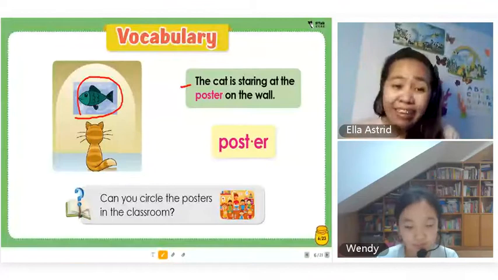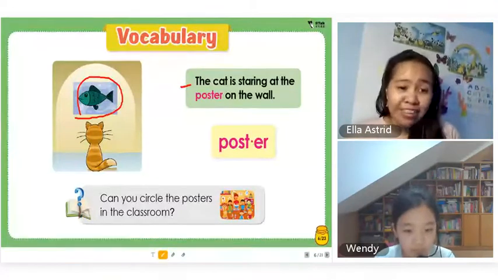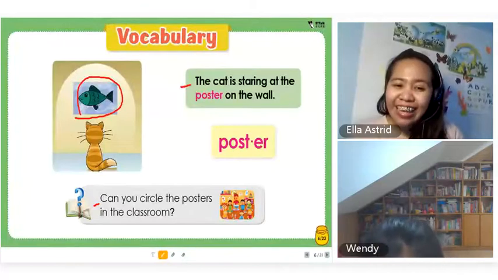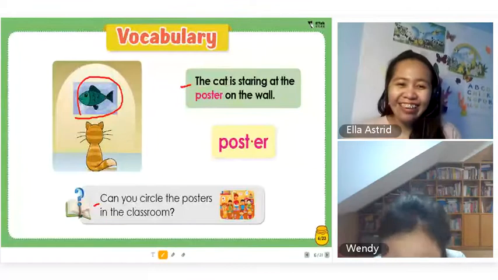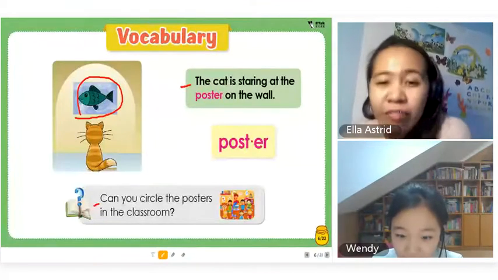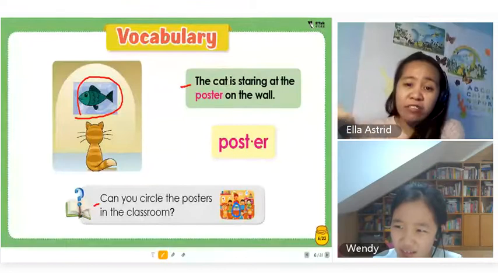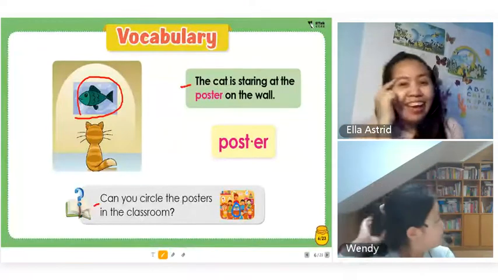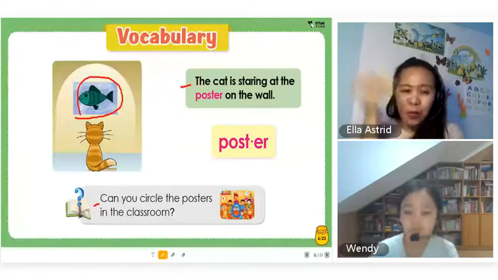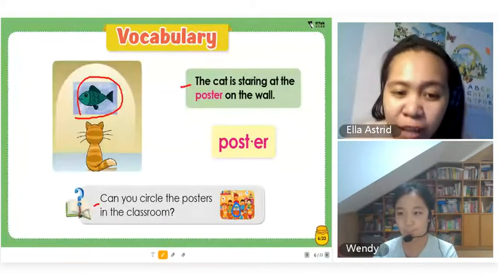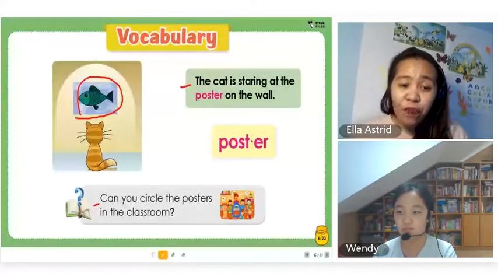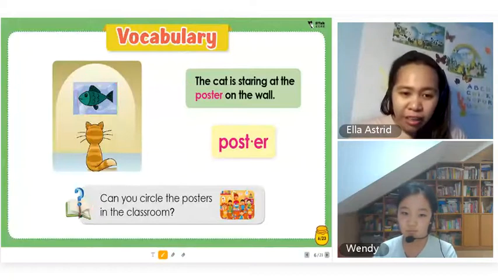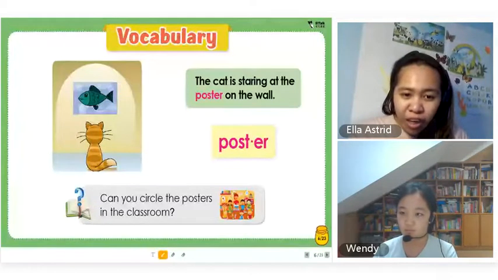Now Wendy, can you circle the posters in the classroom? Oh, it's so small. You can't see it. How about this? Do you have a poster in your room? Look around. Is there any? No. Okay, teacher will do the activity. The pictures are really small. I will make it here. Here is the poster.